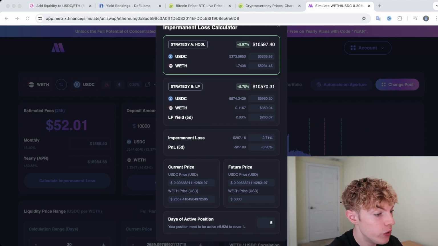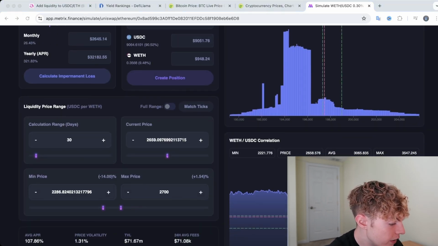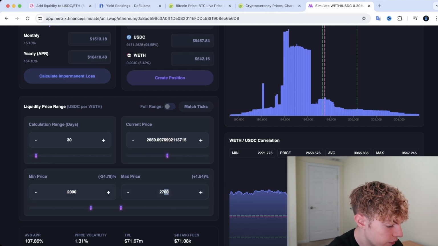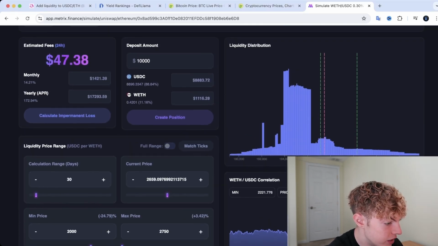So the other thing we can do is run it on the opposite direction. We can run it on the downside. So let's just say we had a max price of 2,700, and then if we put the min price to about 2,000, and then I'm going to do 2,750 actually for this here. As you can see, now we are more projected on the downside. So let's scroll up and see what we have in each asset. So we have about 88% exposure to USDC and only about 11% to Ethereum.